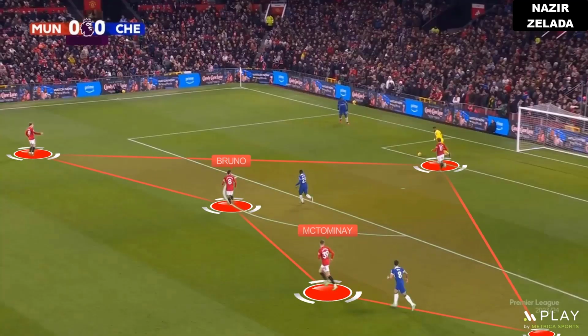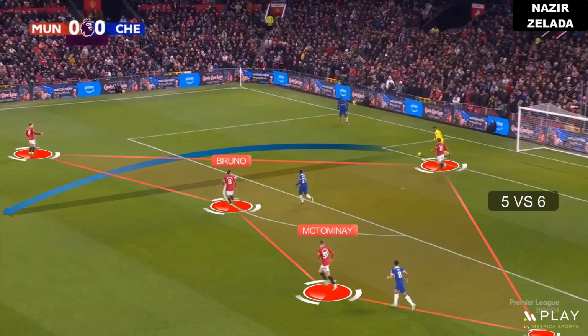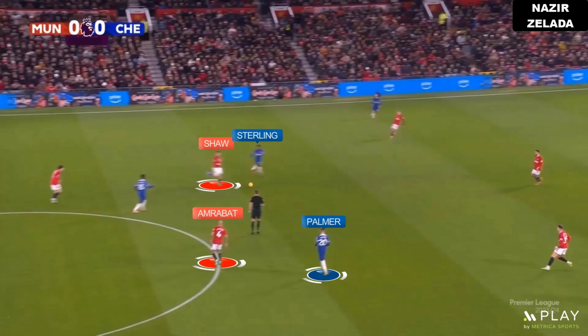In Chelsea's build-up, Man United pressed with 5 players and forced them to play long. This pressing was supported by the defenders. Shaw was close to Sterling, Amrabat to Palmer, and the centre-backs were with Martinez.